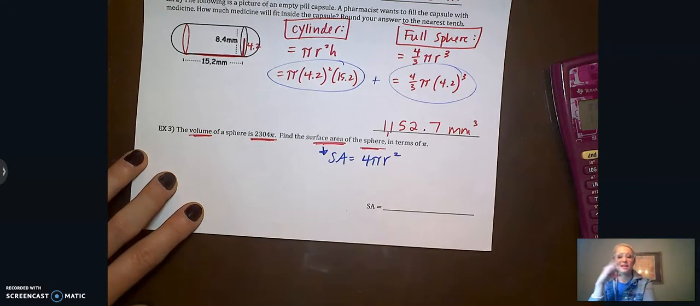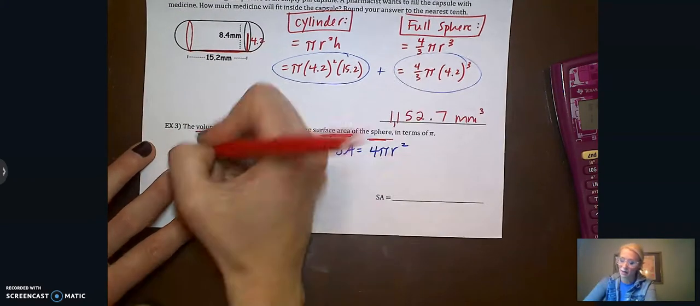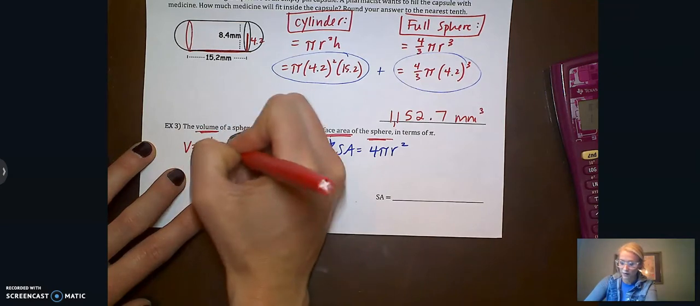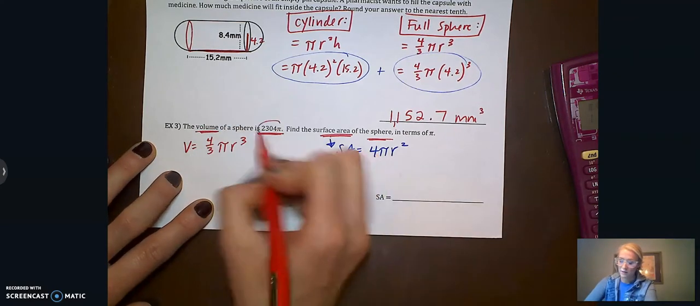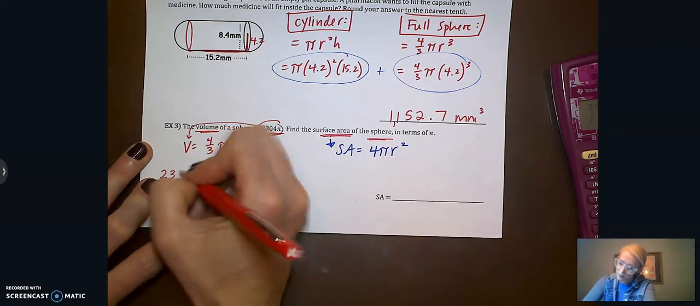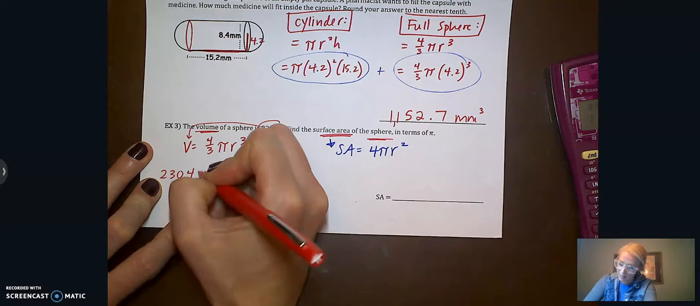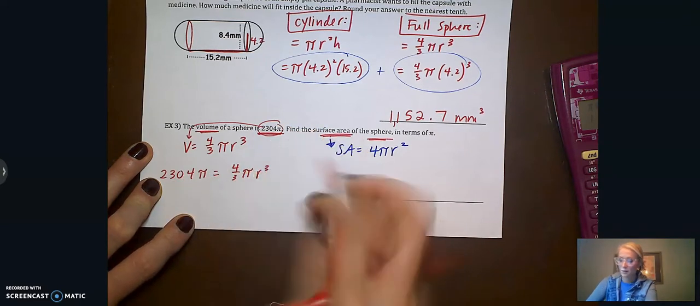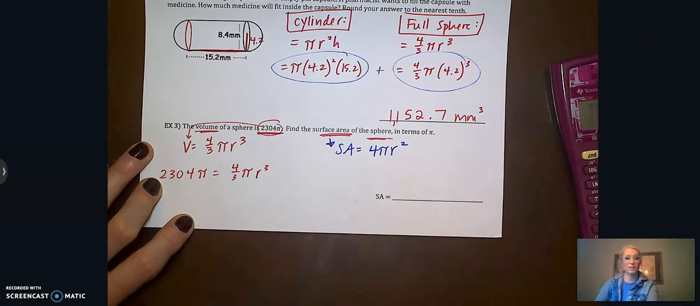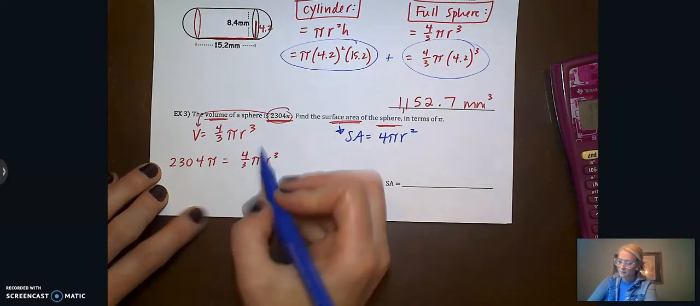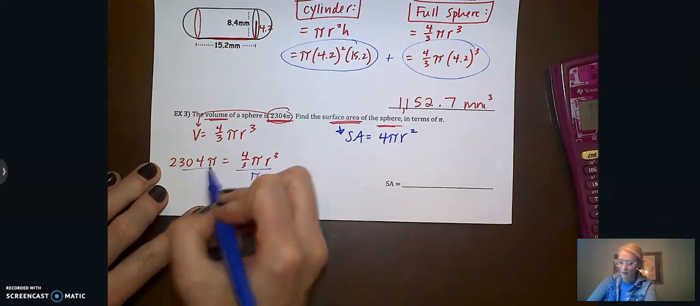So anytime they tell you what a formula equals, my advice has always been to write down that formula. It's what we just learned, 4/3 pi r cubed. I know the volume, V, should equal 2304 pi. So let's plug that in there. I can work backwards to solve for the radius, which is what I need to calculate the answer. So watch what I'll do here. First thing I like to take care of is the pi.